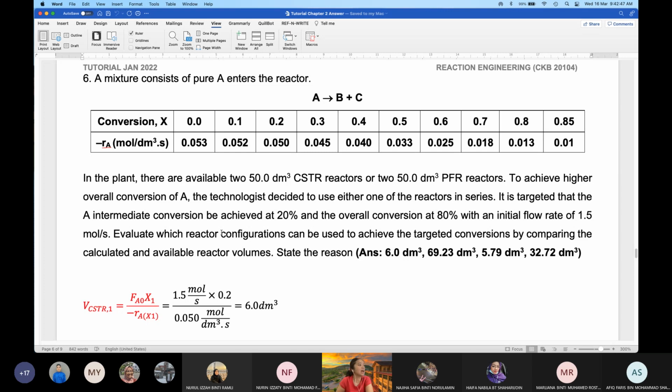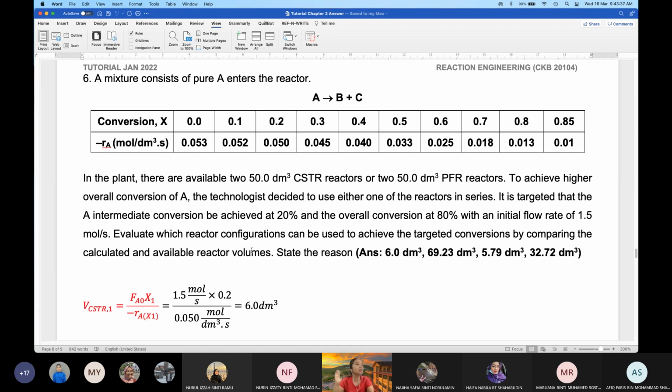Okay, it says evaluate which reactor configuration can be used to achieve the targeted conversion by comparing the calculated and available reactor volume. State the reason. Okay, so it asks now, since we have two configurations, imagine in your lab plan, you have two configurations. Either you want to use two CSTR or you want to use two PFR. But the condition is the volume is already available, and the conversion must achieve what they want, 0.2 for X1, 0.8 for X2. So it asks us to evaluate the reactor arrangement, PFR or CSTR or both, that we can use to fulfill the conversion requirement.